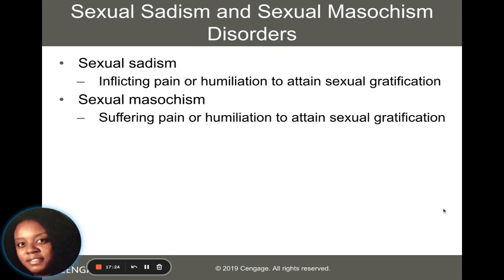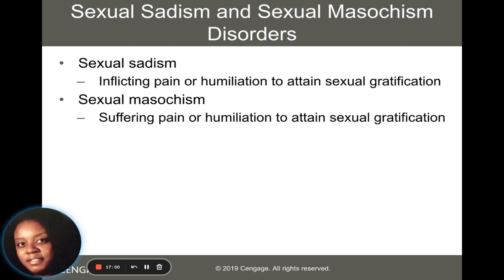We also have sexual sadism and sexual masochism disorders. Sexual sadism involves inflicting pain or humiliation to attain sexual gratification. Sexual masochism involves suffering pain or humiliation to attain sexual gratification. And once again, both of these disorders are only going to be a problem if there's somebody who's non-consenting involved.